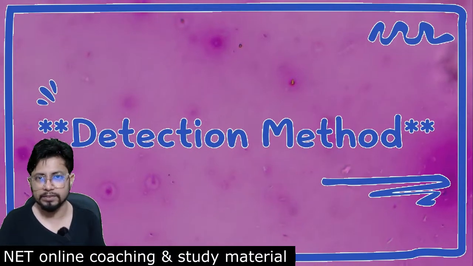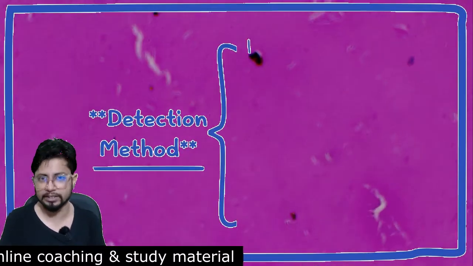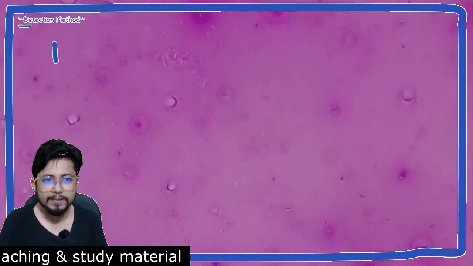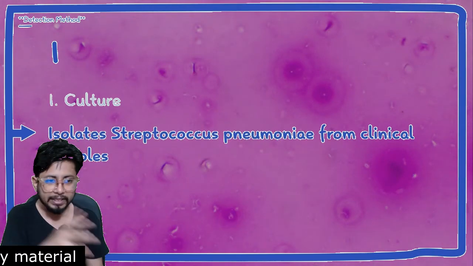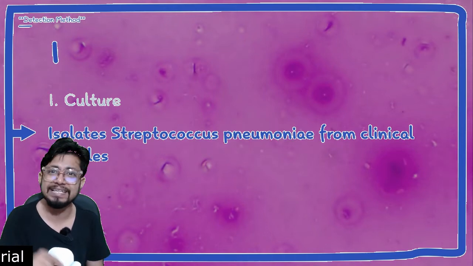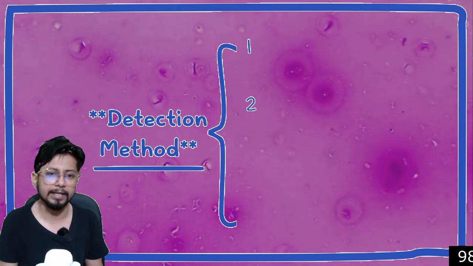Detection methods for Streptococcus pneumoniae. Here are 4 detection methods. Detection method number 1 is the culture method, the simple blood agar culture. We can isolate Streptococcus pneumoniae from clinical samples using the blood agar culture method.